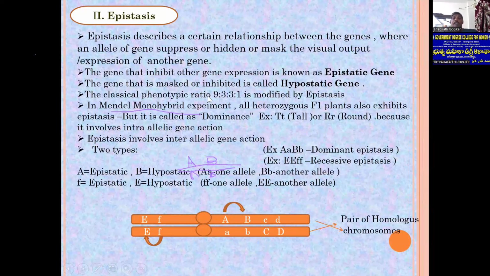The gene that is masked or inhibited is called the hypostatic gene. The classical Mendelian ratio 9:3:3:1 is modified by epistasis. One thing you can observe here: in Mendel's monohybrid experiment also, all heterozygous F1 plants exhibit epistasis. Is it correct or not? Yes, but it is not technically epistasis, because the epistasis phenomenon occurs between different alleles.